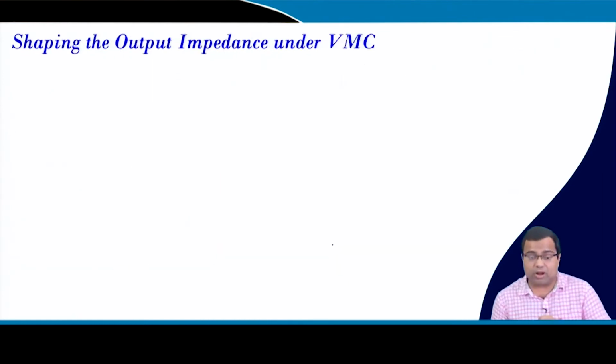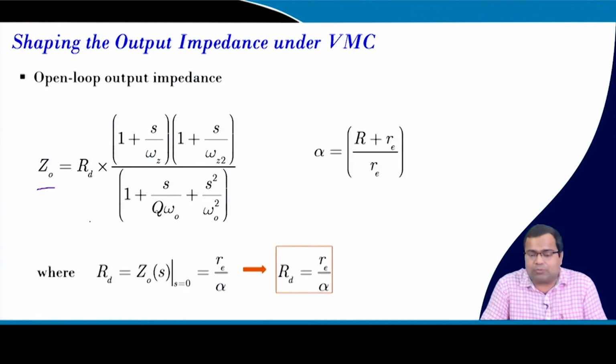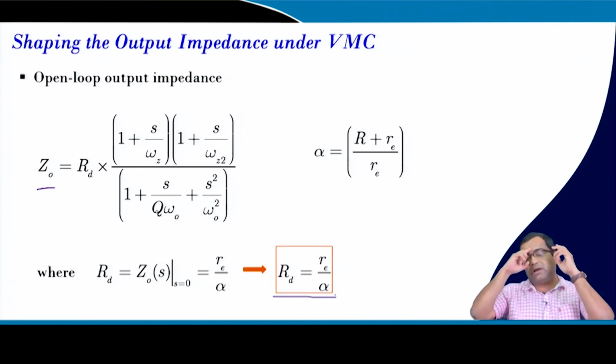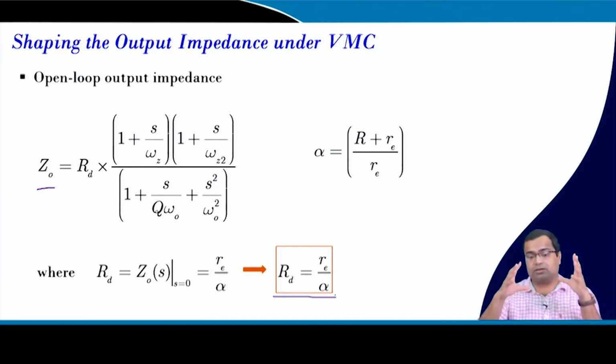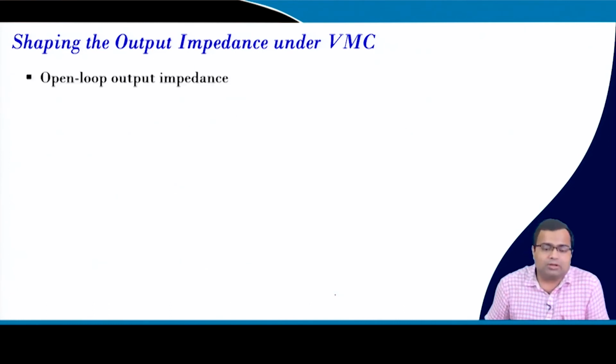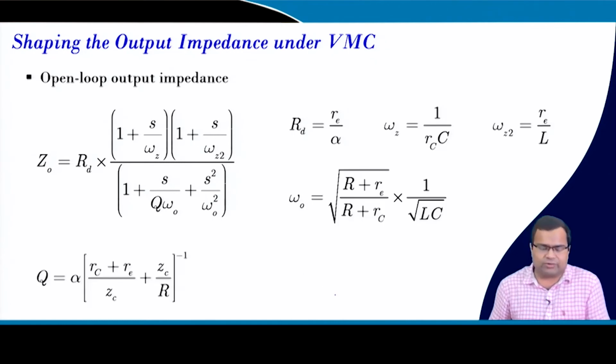So, now we have to talk about output impedance. If we talk about output impedance under voltage mode control, this is the open loop output impedance, and the closed loop output impedance can be taken as this, which is a DC characteristic. We have discussed this output impedance in lecture number 13 when we tried to model the actual source. So, now this is the output impedance of the converter. Open loop output impedance we have discussed, and the different poles and 0 we have already discussed.